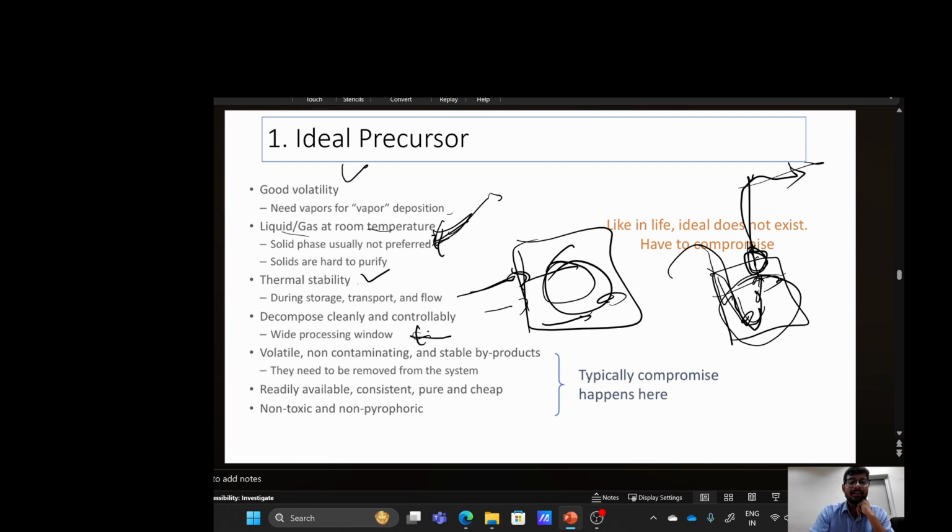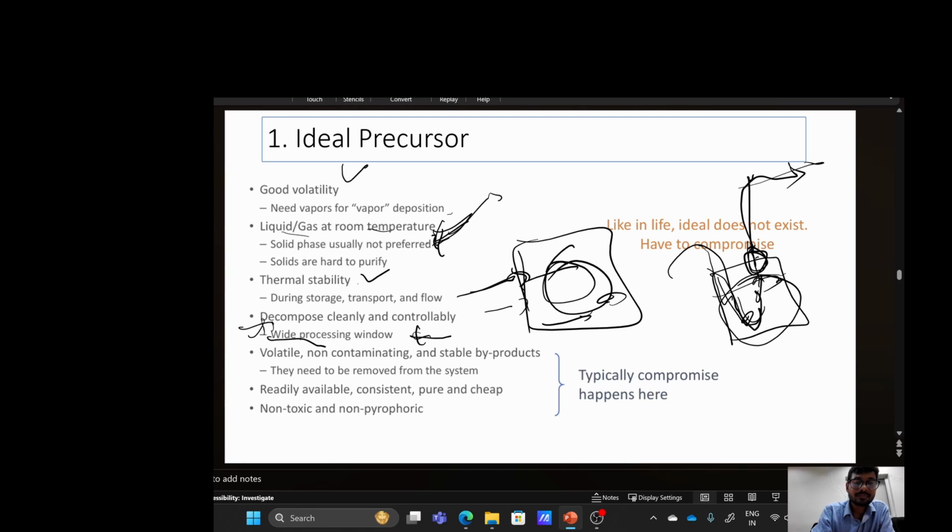There is a processing window. Decomposition happens, and we will come to that in the next section, where silicon is grown from the silicon hydride. There are some things at decomposition: one is decomposition, and one is the chemical reaction method. We will come to that in the next section.